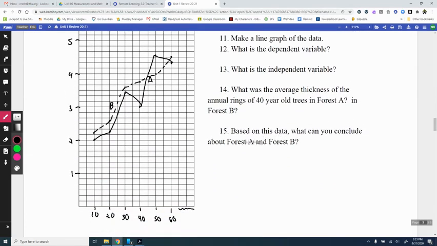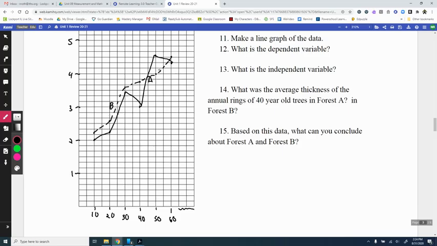And then based on this data, what can you conclude about forest A and forest B? So first off, forest A is kind of a roller coaster, right? It goes up and then it goes down and then it goes up and then it goes down a little bit. So forest A is a little bit less consistent and also ends up a little smaller. Forest B is more consistent. It's going up the whole time and it ends up bigger.